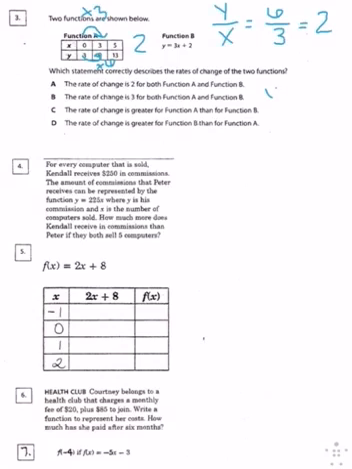For function B, I have to think about the equation y equals mx plus b. M is the rate of change. So in function B, 3 is the rate of change. I can then look at my statements. Letter A, the rate of change is 2 for both function A and B, is not correct. The rate of change is 3 for both function A and B is not correct. The rate of change is greater for function A than function B is not correct. The correct answer is letter D. The rate of change is greater for function B than for function A. 3 is greater than 2, so function B is greater than function A.